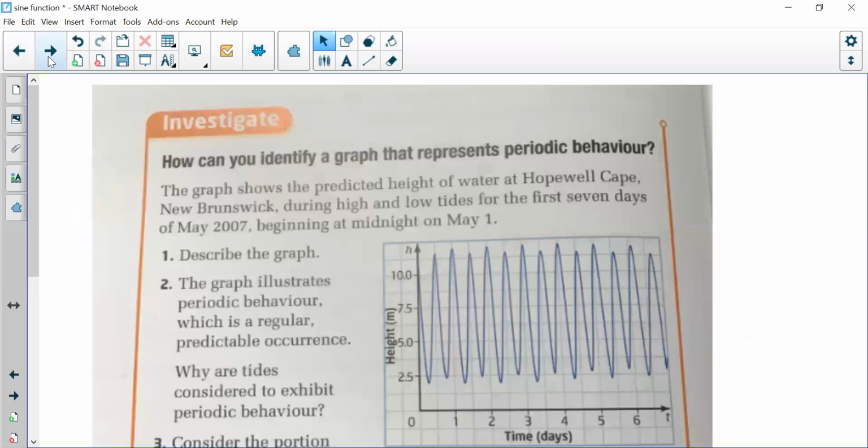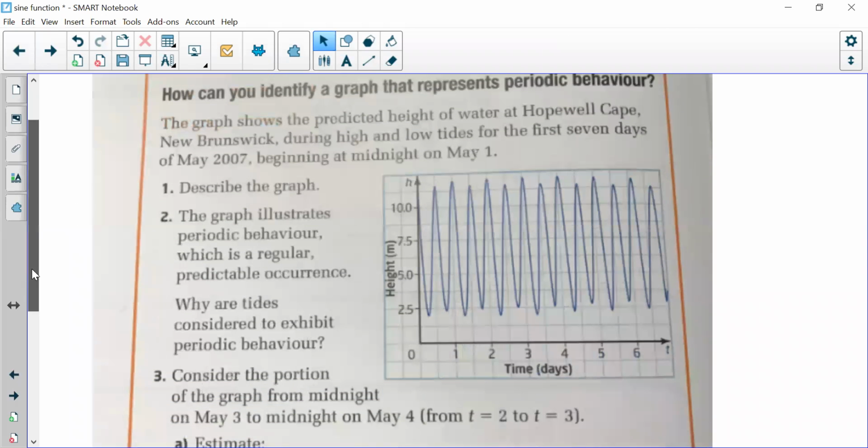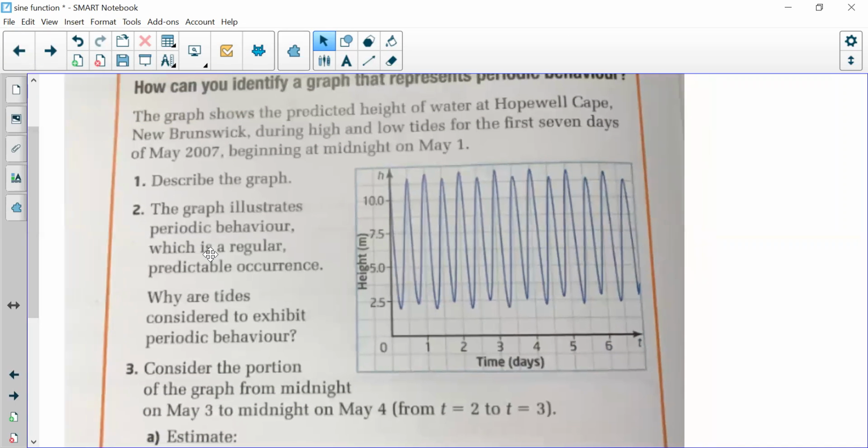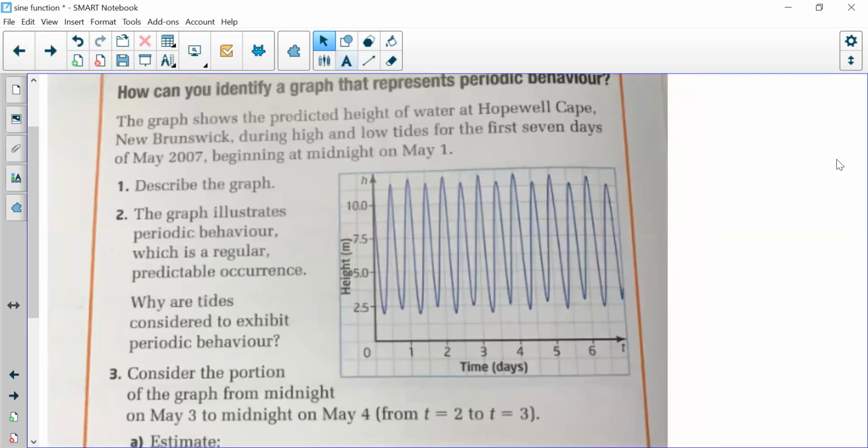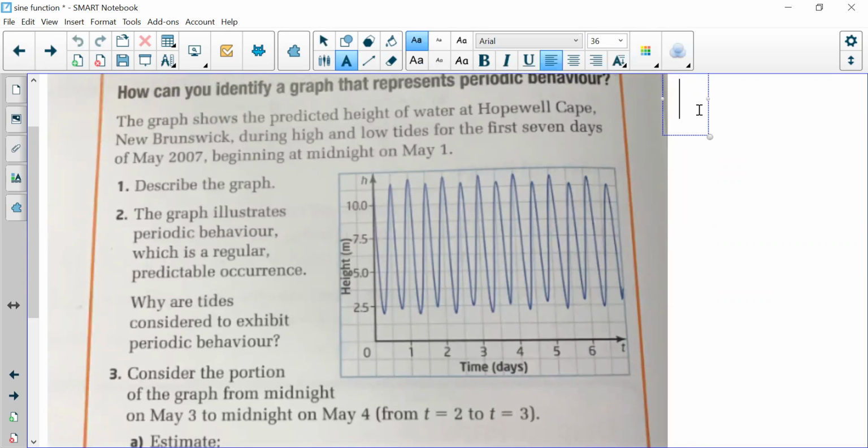Okay, so let's look at a couple of examples here. How can you identify a graph that represents periodic behavior? The graph shows the predicted height of water at Hopewell Cape in New Brunswick during high and low tides for the first 7 days of May 2007, beginning at midnight on May 1st. So you've got this graph here. Number one says describe the graph. How would you guys describe this graph?